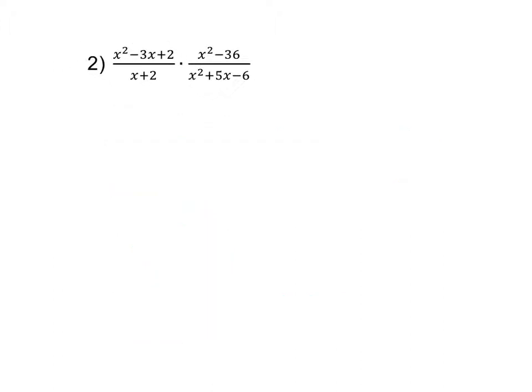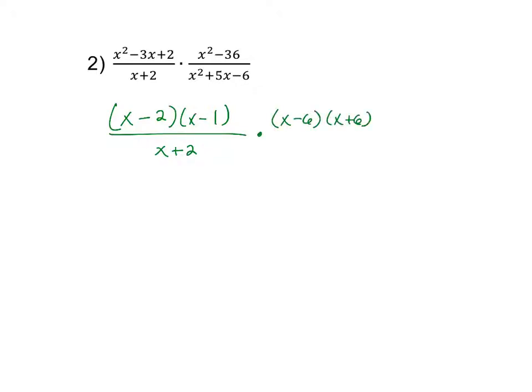For number 2, I'm going to start again. I'm going to start factoring out anything that I can factor. So for example, x squared minus 3x plus 2, two numbers that you multiply and give 2, and you add and give you negative 3. Those numbers are x minus 2, x minus 1, divided by x plus 2, times x squared minus 36, which is a difference of squares, so I can factor it as x minus 6, x plus 6. And on my denominator, two numbers that you multiply and give you 6, and you subtract and give you 5. Those are x plus 6, x minus 1.